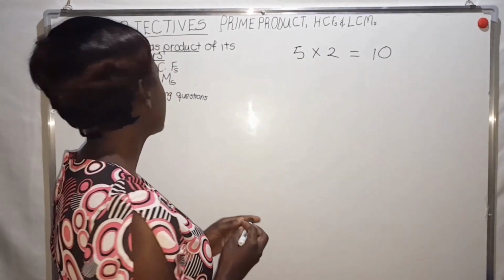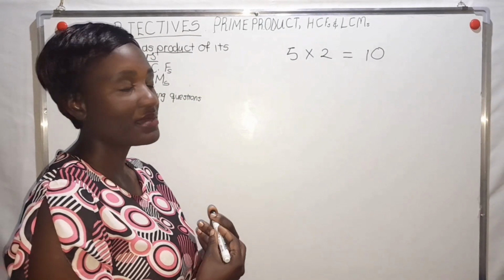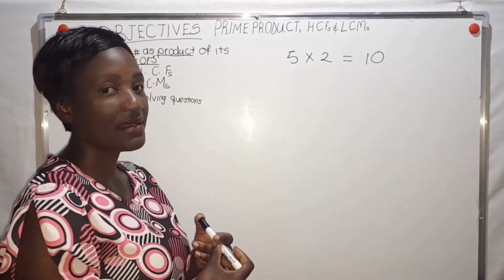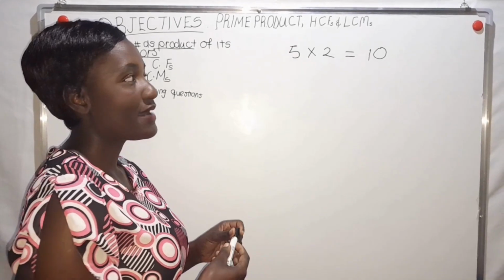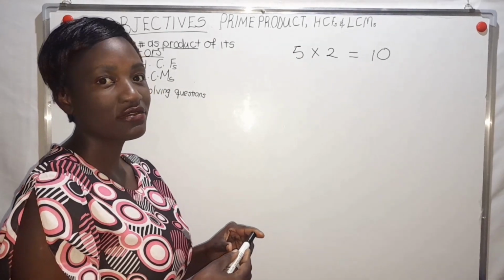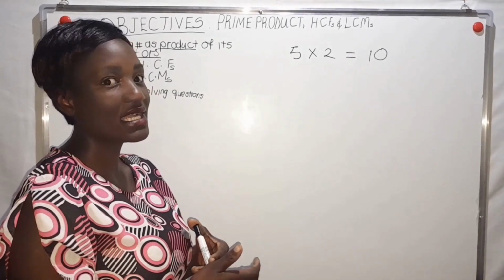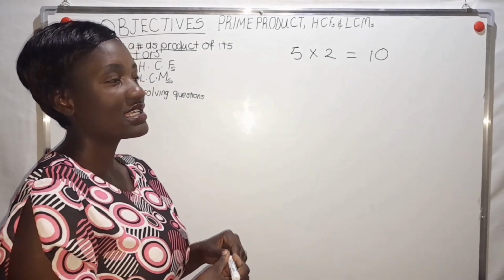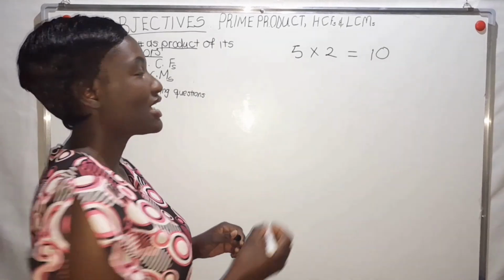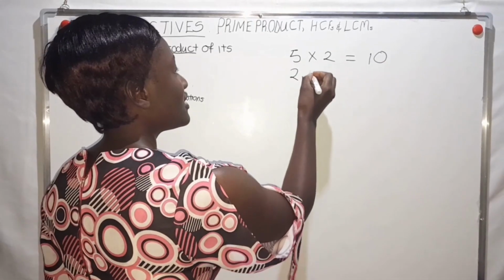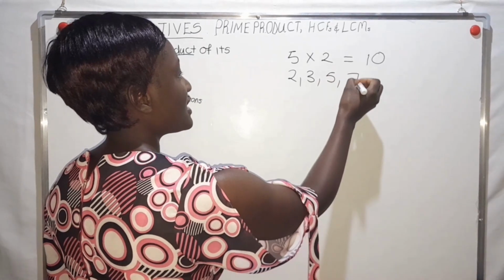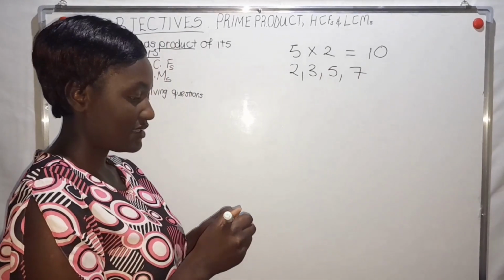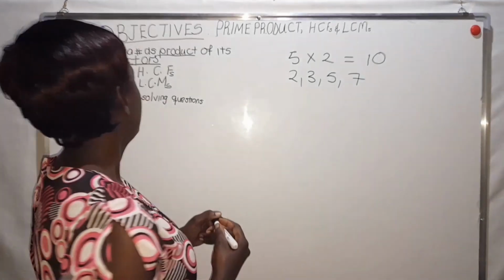In our first lesson, we explained prime numbers, and I hope you still remember the definition of a prime number. A prime number is a number that has 2 factors, that is 1 and itself. Examples of prime numbers are 2, 3, 5, 7, and others. These are examples of prime numbers.